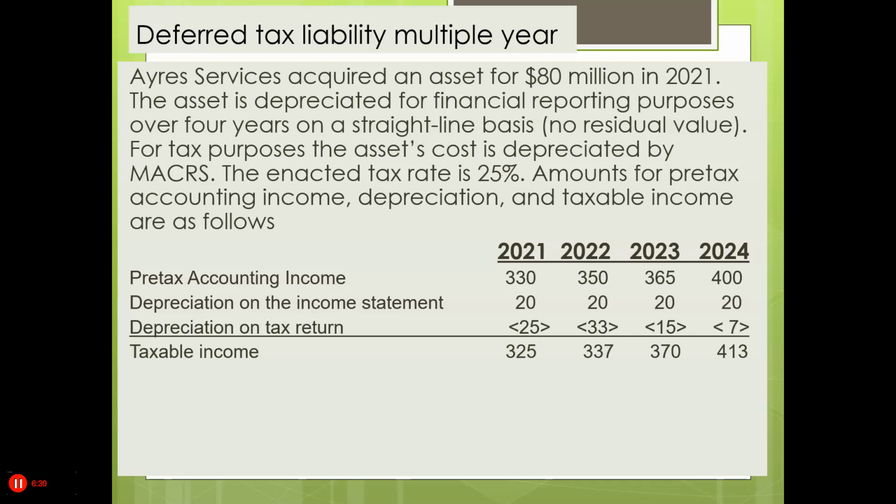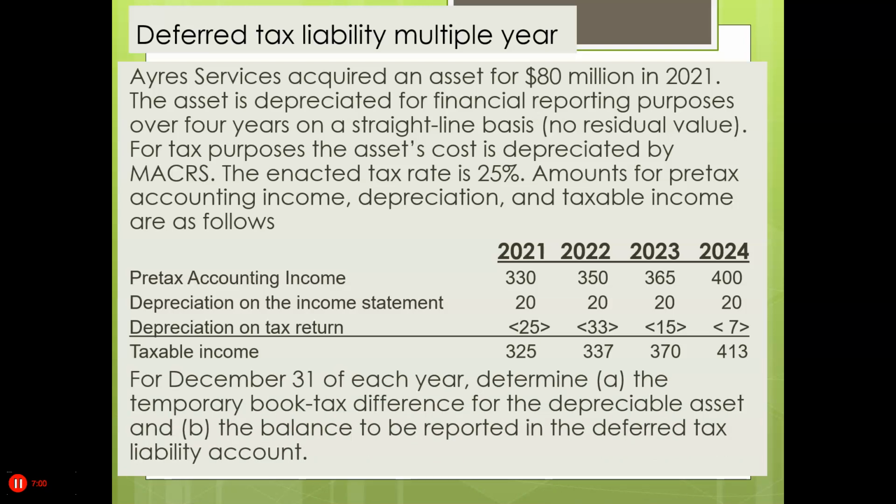The amounts for pre-tax accounting income, depreciation, and taxable income are as follows. Pre-tax accounting income is shown, and then we show the depreciation on the tax return, and the difference is going to be our taxable income. For December 31st of each year, determine A, the temporary book-tax difference for the depreciable asset, and B, the balance to be reported in the deferred tax liability account.